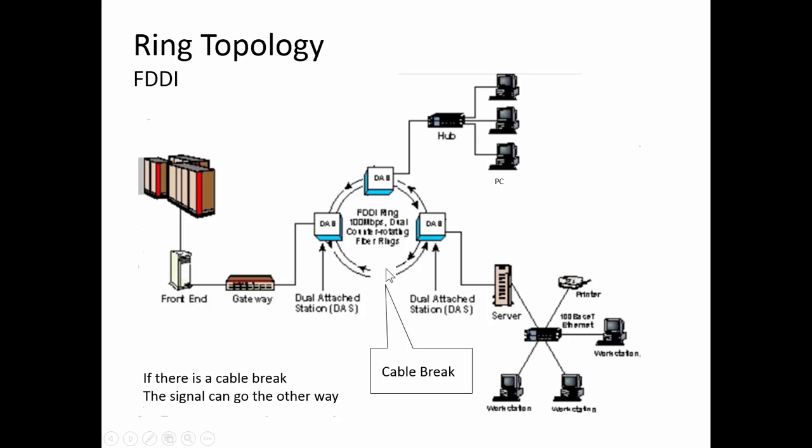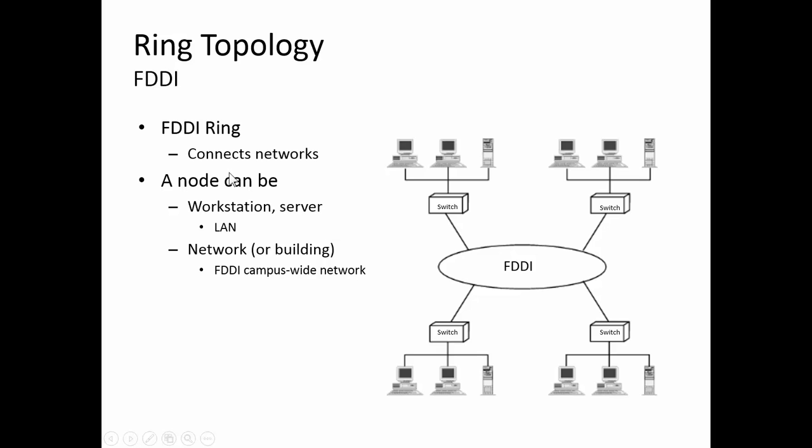Each individual local area network is a star topology, and then the backbone is the ring topology which connects them all together. And a big advantage of a ring topology is that if there is a cable break, then the signal can travel the other way around. And that's why we say that a ring topology is fault tolerant. An FDDI ring connects networks to networks.